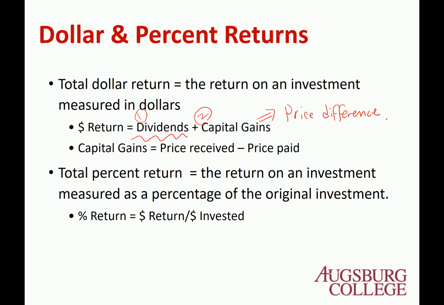If the price increases, then you have a positive capital gain, usually just called the capital gain. If the price decreases, then you have a capital loss, or negative capital gain. So the capital gain is the price received minus the price paid. Now the second one is the percent return. Because the dollar return only gives you the amount of dollars, now we want to know the relative return to the money that we invested. It's simple: the percent return is the dollar return divided by the dollar invested.